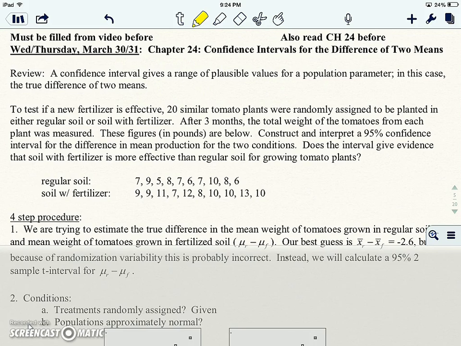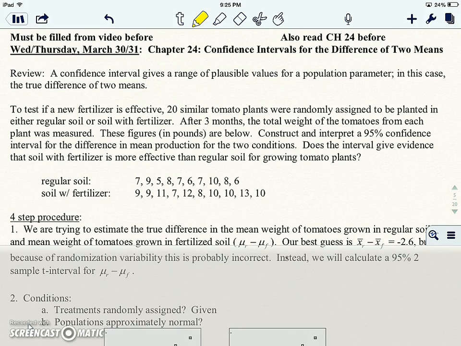Review. A confidence interval gives a range of plausible values for a population parameter, in this case the difference of two means. Remember, what we used to do was we take a sample to estimate the actual average in the population. And then we would create a confidence interval because we know that estimate is probably wrong based on sampling variability. And so we'd create a confidence interval around it to say, we're pretty confident that the actual value falls between this lower bound and this upper bound.